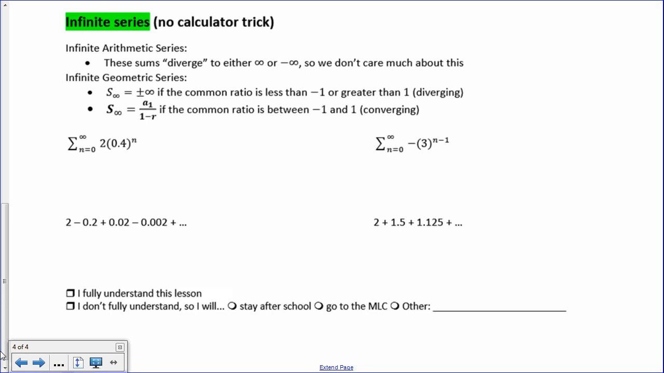But only if your ratio is between -1 and 1. So this only works for geometric, right? Infinite arithmetic series diverge. You actually can't find a specific answer, it just goes to infinity. But for a geometric, if your ratio is between -1 and 1, so it's a smaller number there, like a smaller fraction, then you can actually find a concrete number. So I'm going to do this really, really quickly for you guys.